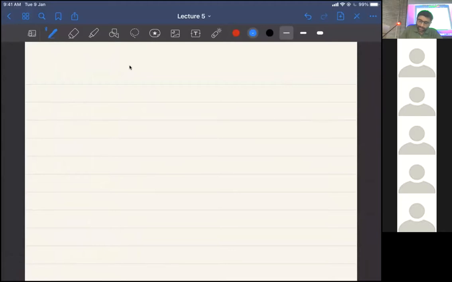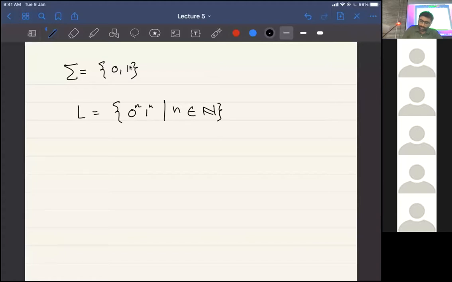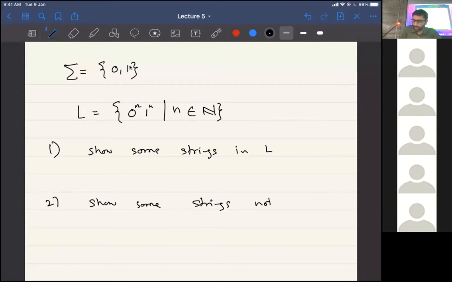So suppose I have a language. My alphabet is 0 and 1, just 0 and 1, so all the strings over this alphabet would be binary strings. Now suppose there is a language L, which is of the form 0^n 1^n, such that n is a natural number. First, question number one: show some strings in L. And question number two: show some strings not in L.